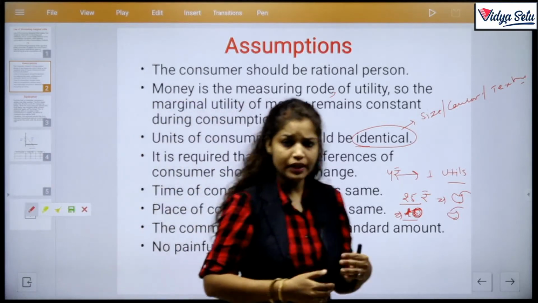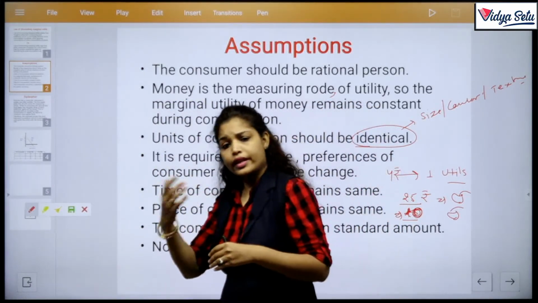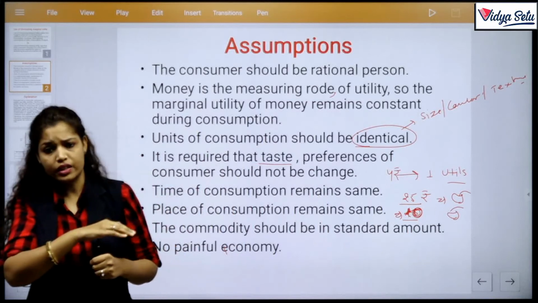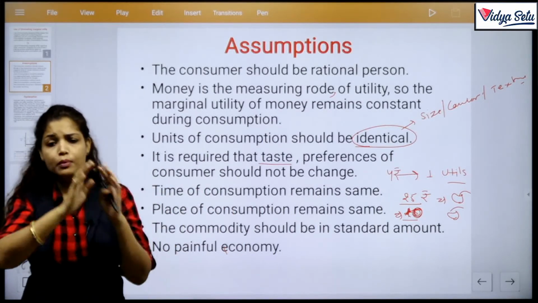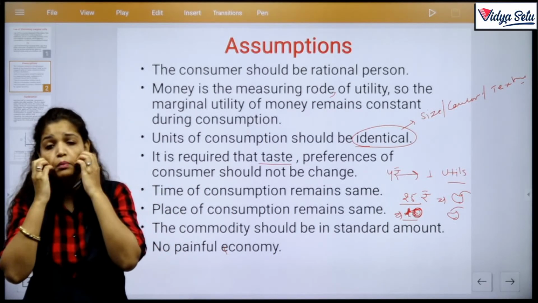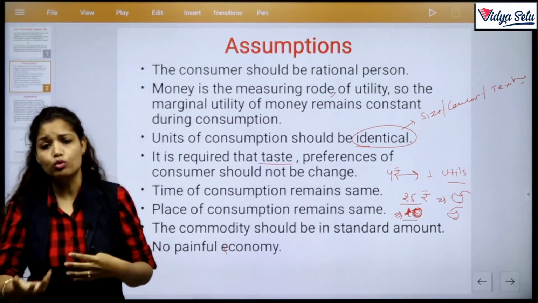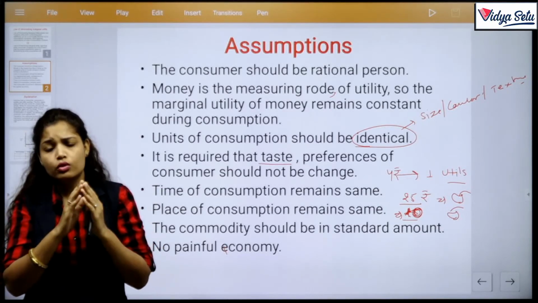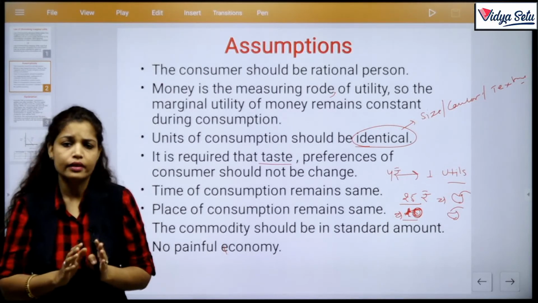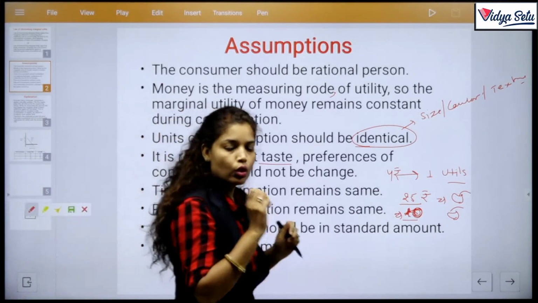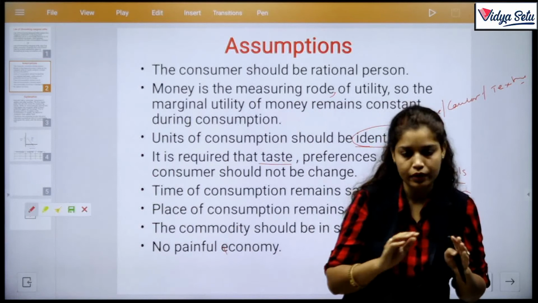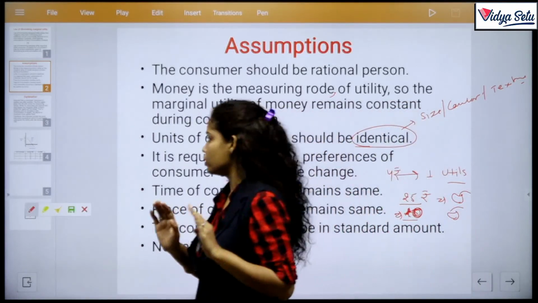Then if there is a need of blood, clear? So अगर आप उसे blood चढ़ाएंगे, so the next bottle gives him the best satisfaction. The next one gives him also the best satisfaction. Why? Because his condition will improve. So the law will not follow there. Clear? So we are on normal economy. We are on no painful economy.